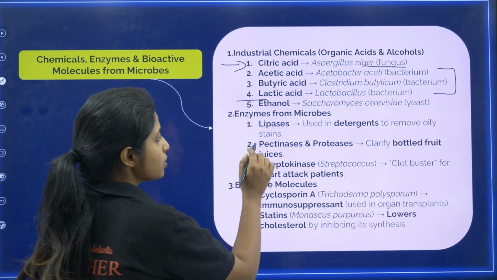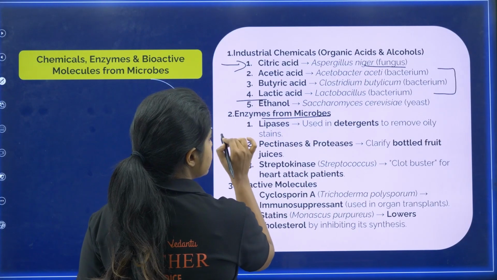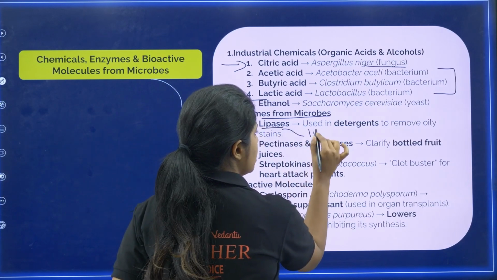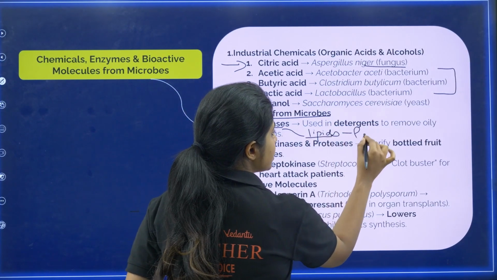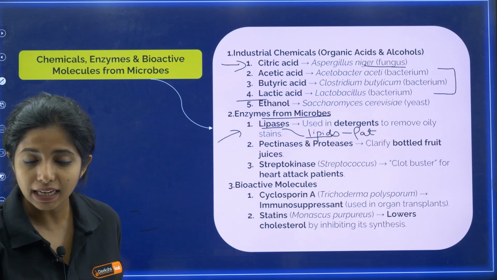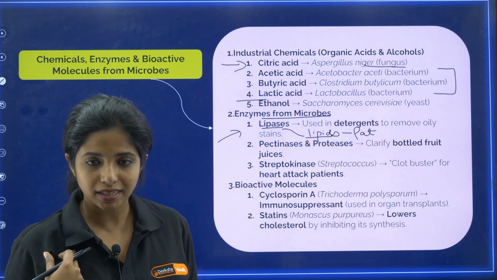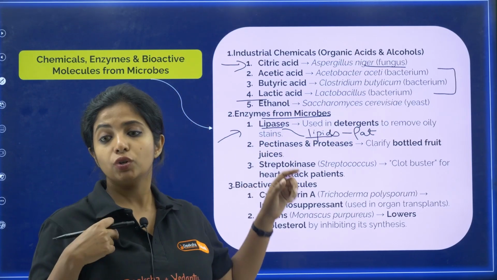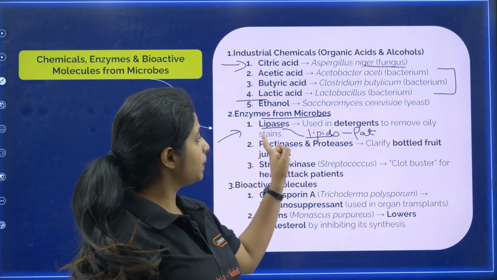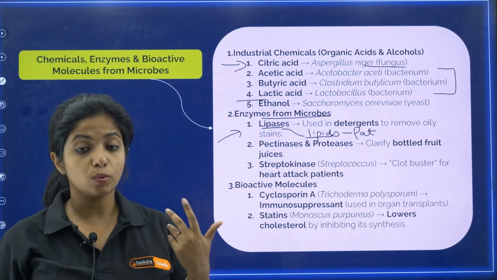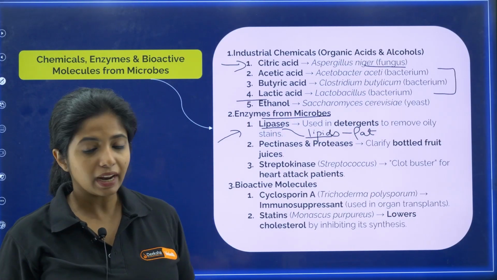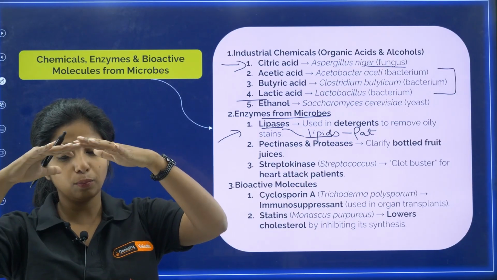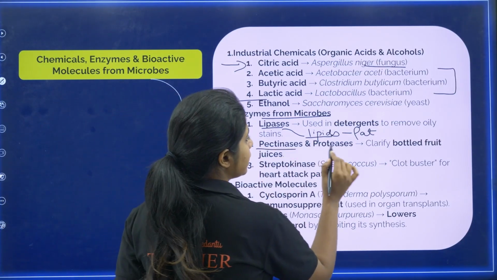Now the enzymes that you get from microbes, such as lipases. Lipases act on lipids, my dear children. For example, fat is a form of lipid. If I have an oil stain on my dress, I would use detergents which have lipases in them, so that the fat can be broken down. So lipases are used in detergents to remove oily stains. This question can come. Now, to clarify bottled fruit juices and break down the lumps, we have pectinases and also proteases.